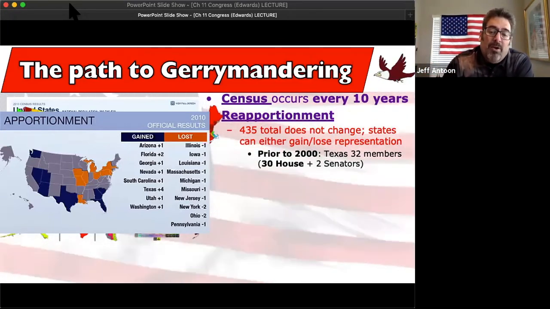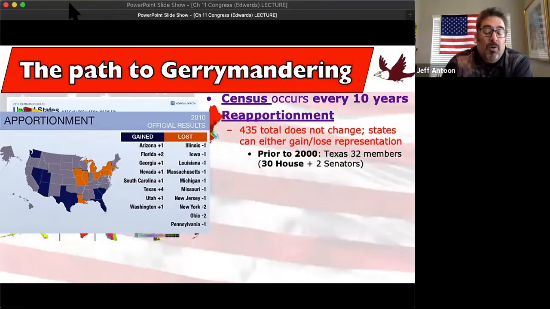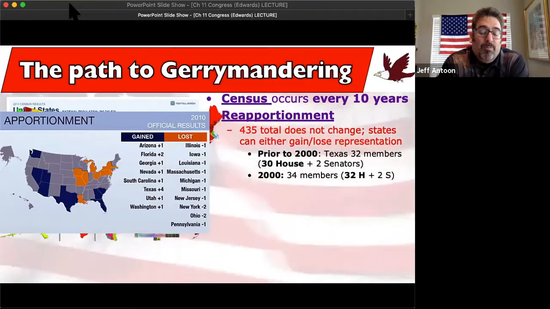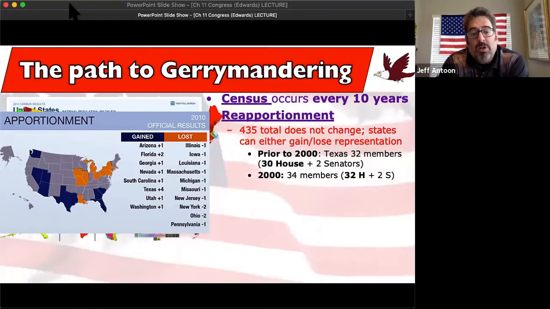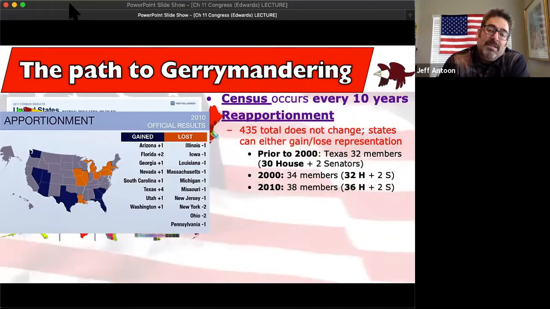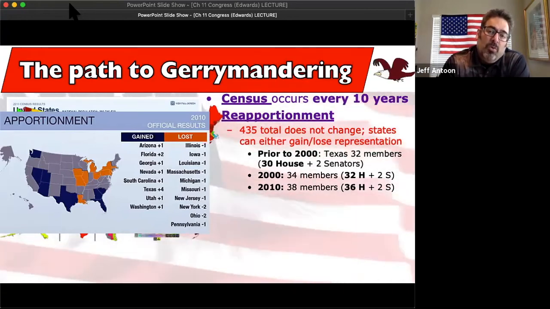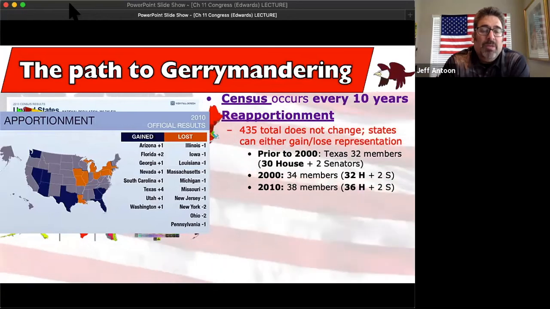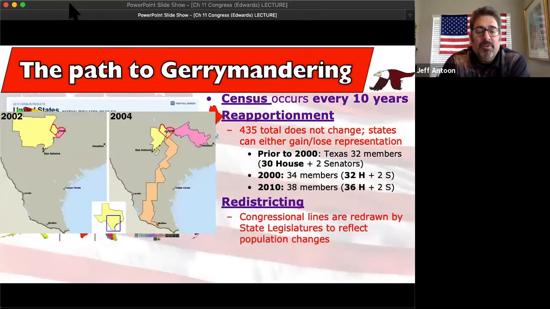So prior to 2000, we had 32 or 30 House members. In 2000, prior to that, then we jumped up 2 more in the House, and then 2010 we jumped up 4 more. We're right now 36 House and 38 total, which is the electoral votes, which is very, very important. 2020, I'm going to say we're at least getting 2. I'm guessing. Then there's a thing called redistricting.